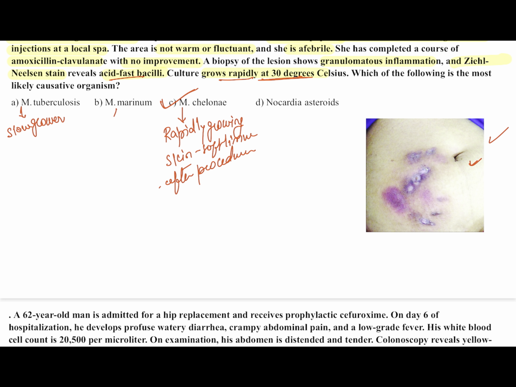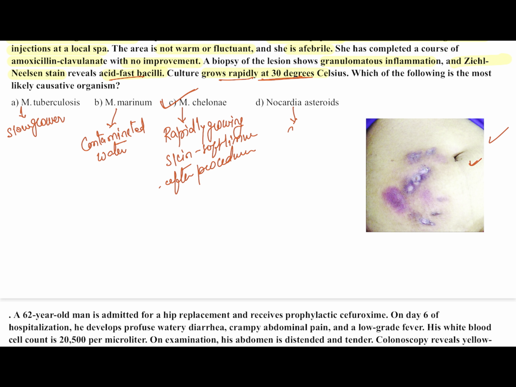Next is marinum. Why not? Because whenever you have Mycobacterium marinum infection, you will have a history of contaminated water. The patient will say that he or she was cleaning an aquarium, or it developed after bathing in swimming pools. It can develop as papules and nodules in the hand and arms. Sometimes it even has a lymphatic pattern. It grows best at 30 degrees Celsius, but no history of water contamination is given, that's why it is not the answer.